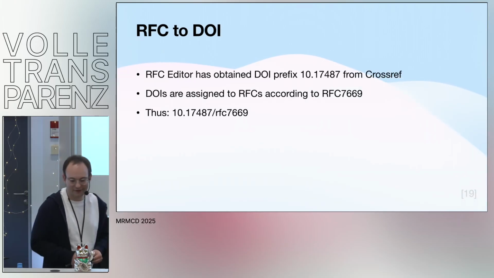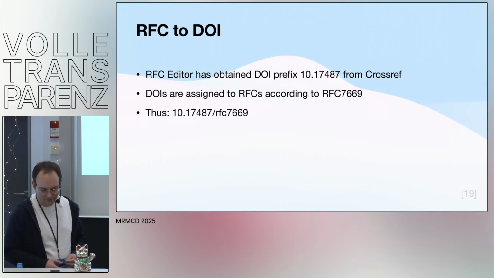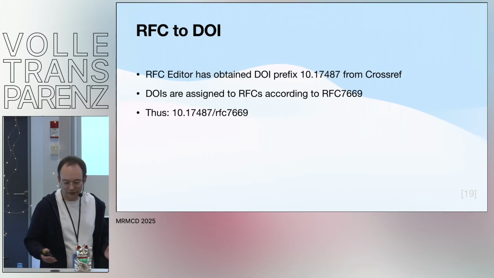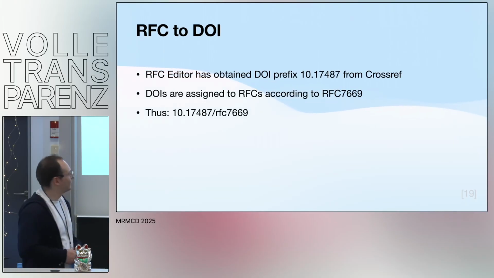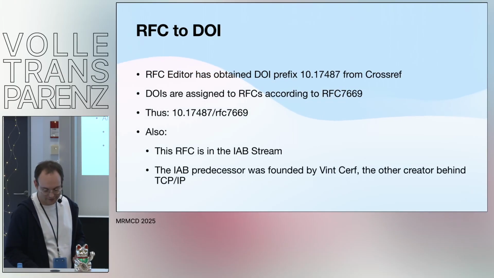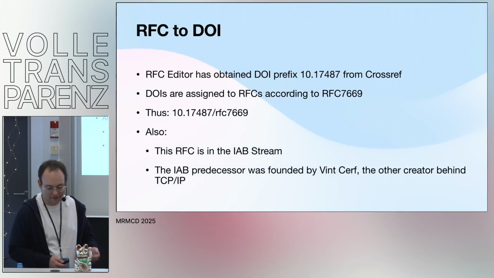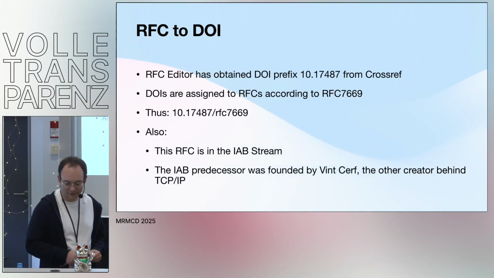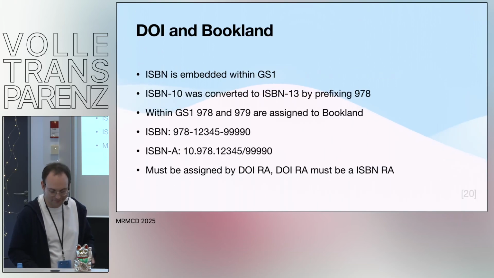Another application is RFC to DOI. The RFC editor has obtained a DOI prefix. It's this one from Crossref, and they defined an RFC on how they assign DOIs to their RFCs. This is the format that they've chosen. And also, what is interesting, this isn't a standards stream RFC, but rather in the IAB stream, the Internet Architecture Board. And you might know that the Internet Architecture Board's predecessor was funded by Vint Cerf, who was kind of the other father of TCP/IP.